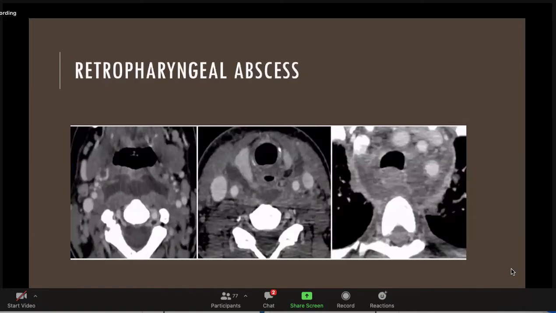Another common cause of retropharyngeal space abscess is as a complication of procedures, for example, perforation of the pharyngeal or esophageal wall. And in this next example, we see an extensive retropharyngeal abscess related to this recent endoscopy procedure complicated by perforation of the posterior pharyngeal wall.